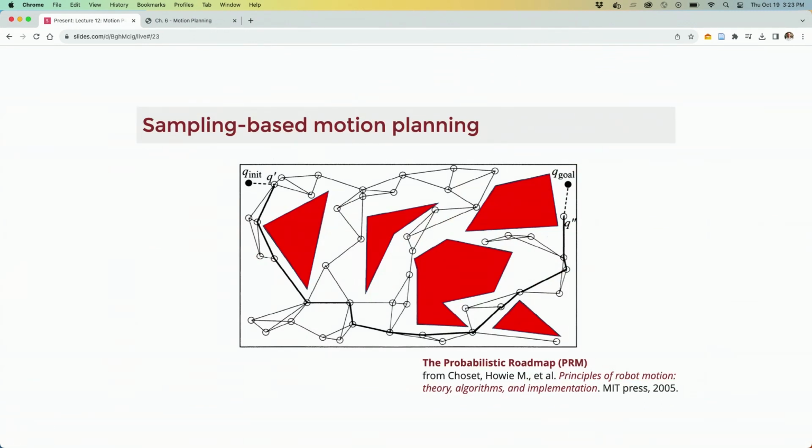Okay, so here's the idea. It's pretty simple, I guess, but just to remember the sampling-based motion planning picture from the PRM. What we did here is every time we picked a point at random, we tried to connect to its neighbors.